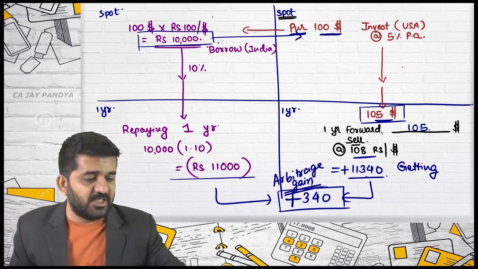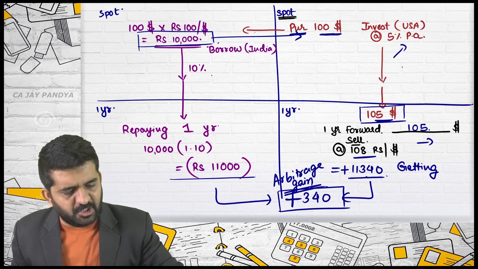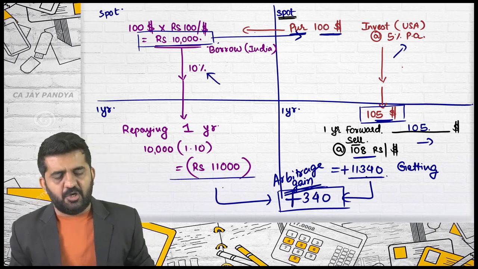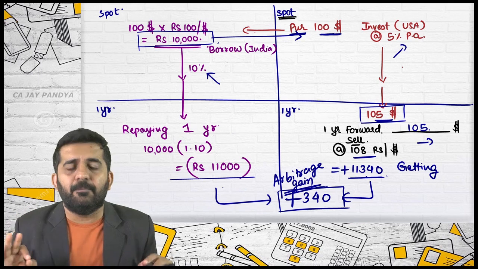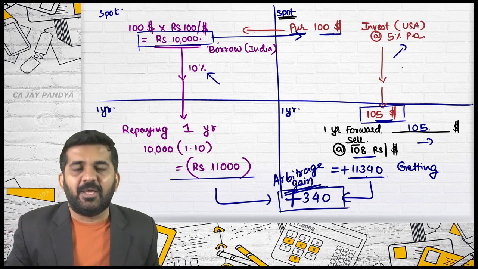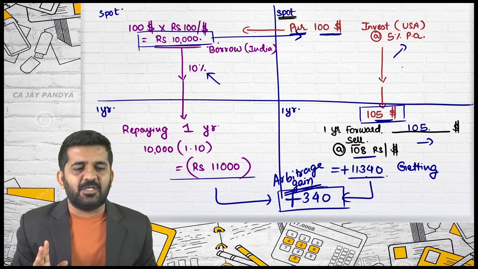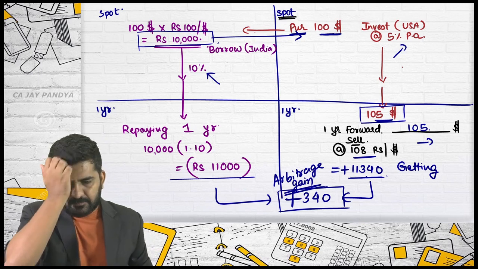This is also a compulsory contract. All the figures are compulsory. I will be 100% getting 11,340 and paying 11,000, earning a net profit of 340, which is nothing but the arbitrage gain. Is it alright?